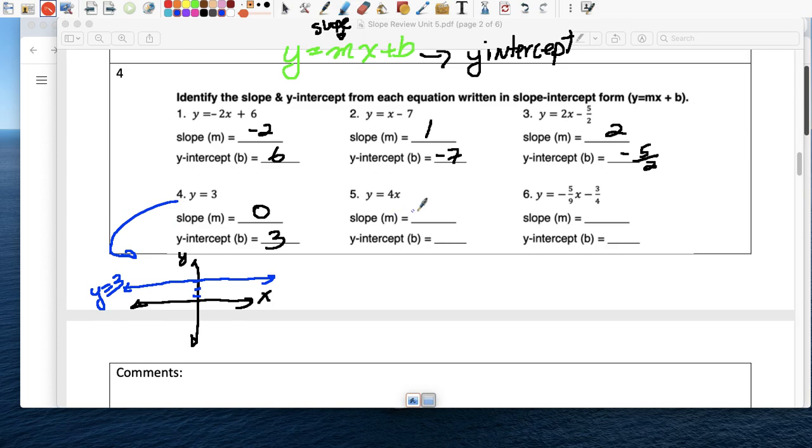y equals 4x, the slope is 4, and the y-intercept is 0. This one, the slope is -5/9, and the y-intercept is -3/4. Okay.